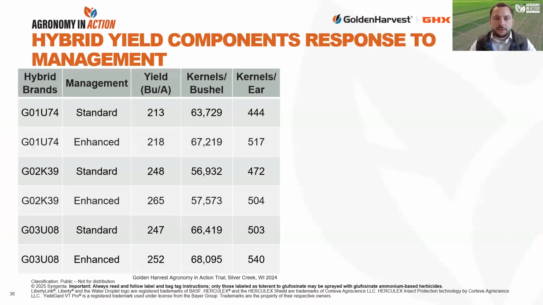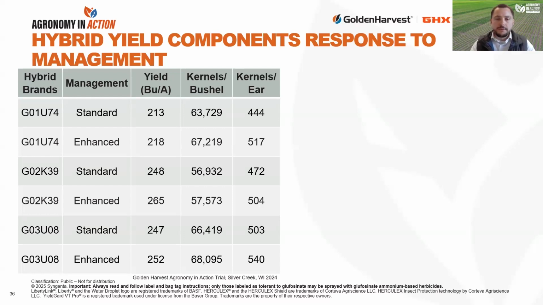All right, let's break this down a little bit more. As we're looking at the yield components, one of the things that really stood out to us is we had different yields across the 3 different hybrids, but the response to management was variable. The O1U didn't show a huge response. The O2K showed a pretty moderate one, and the O3U was a little bit suspect. But when we start to break down and look at the yield components, we started to learn a few things when you look at the kernels per bushel and the kernels per ear.